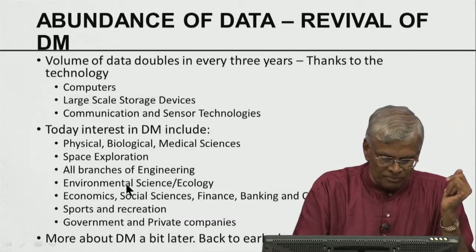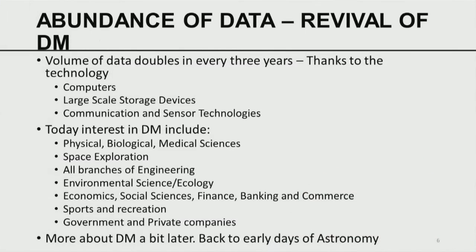Environmental sciences, ecology, economics, social sciences, finance, banking, sports and recreation. In sports and recreation, you always want to predict which team will win the Super Bowl, which basketball team will be the national champion. So there is a lot of betting, and a lot of interest in predictions in sports. Of course, government and private companies. What is an example of data mining with respect to government? A government wants to develop budget priorities. They would like to know the net amount of revenue that will be available so that they can allocate this much for education, that much for transportation, that much for crime fighting, and so on and so forth.